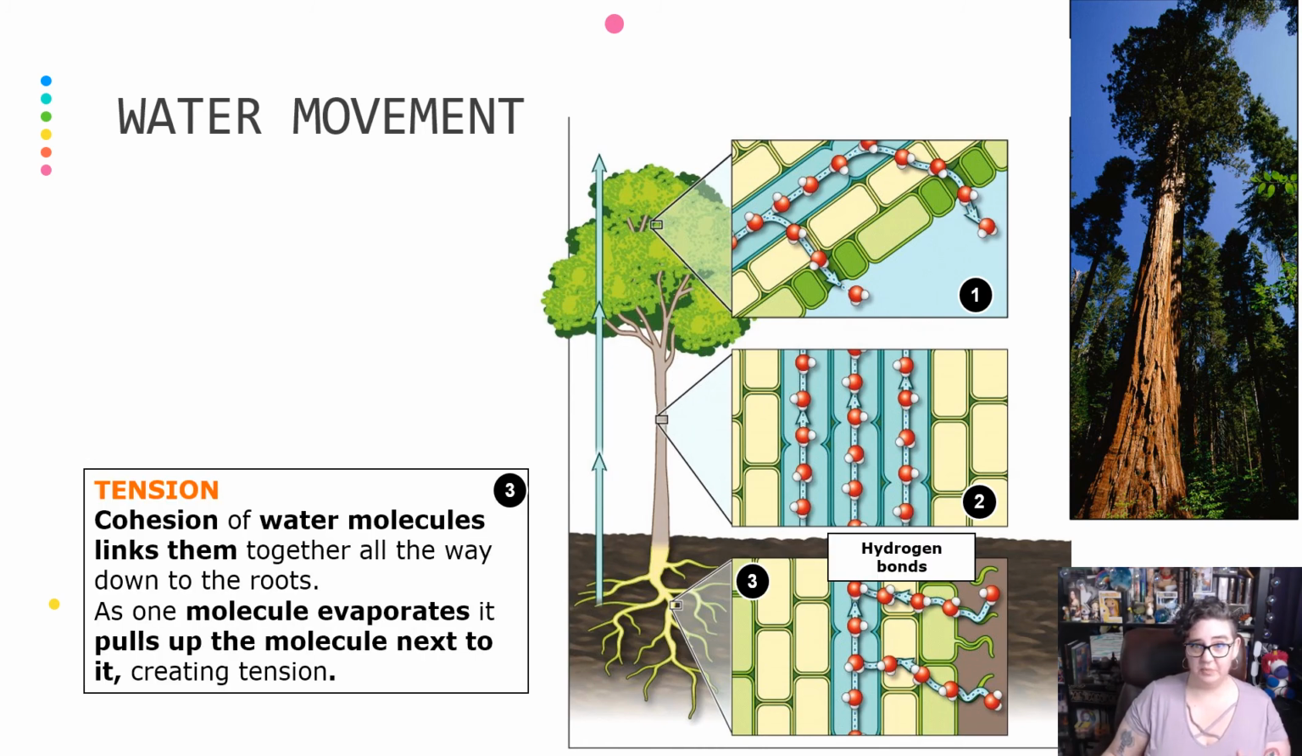And then the last part is the tension. Because of that cohesive nature of water, that stickiness of water that's going to bind them together, it creates tension, and that tension is what pulls the water up into the root hairs, and then into the xylem, and then all the way up through the plant.